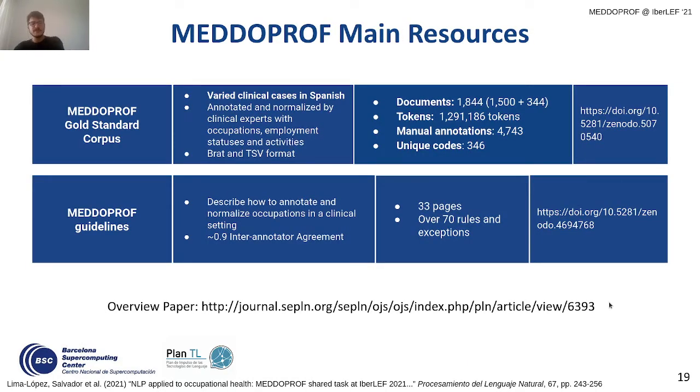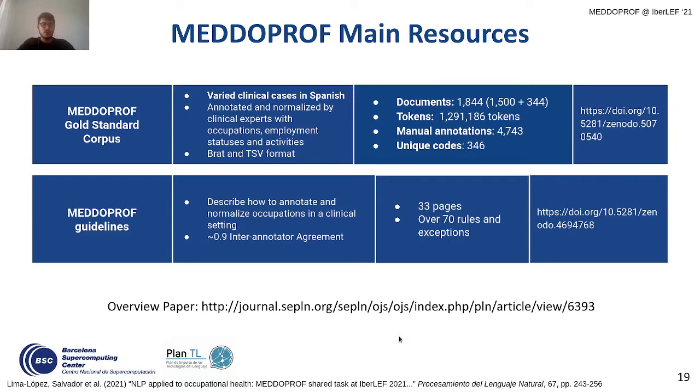Okay, here is a list of some of the main resources we generated for the shared task. On the one hand, we have the gold standard corpus, which I explained earlier, and you can download from this link, as well as the MEDDOPROF guidelines, which, as I say, describe how to annotate and normalize occupations in a clinical setting, and you can download it from here.